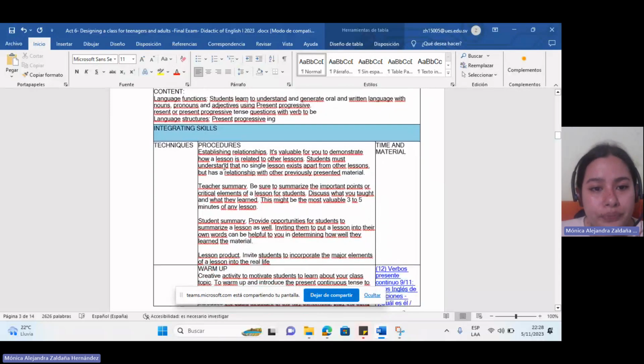This is establishing relationships. It's valuable for us to demonstrate how a lesson is related to other lessons. Students must understand that no single lesson exists apart from other lessons, but has a relationship with other previously presented material.